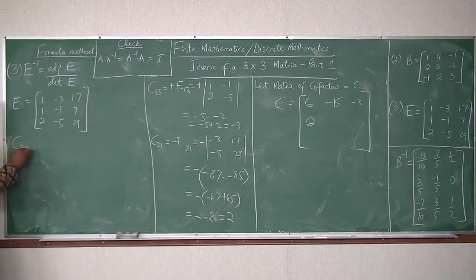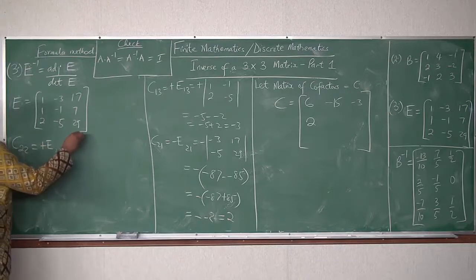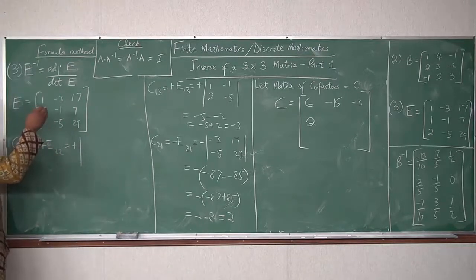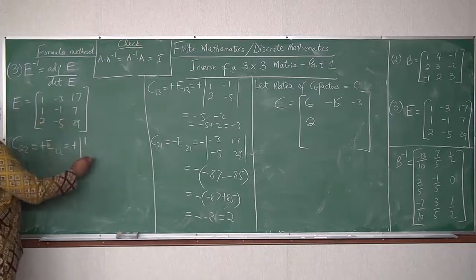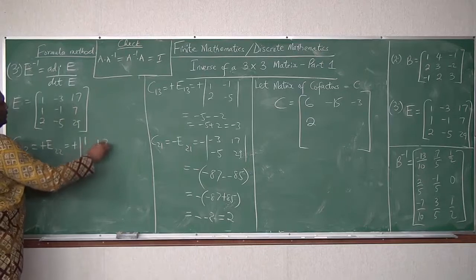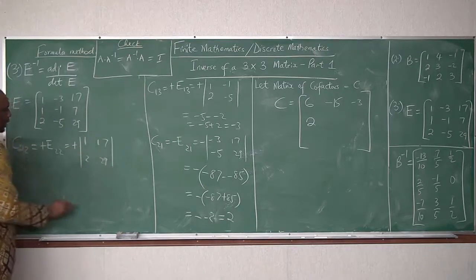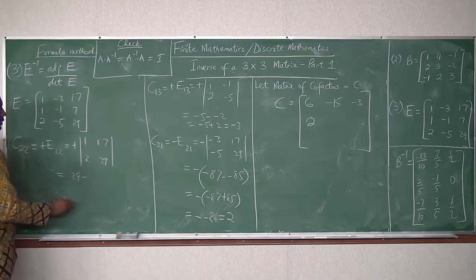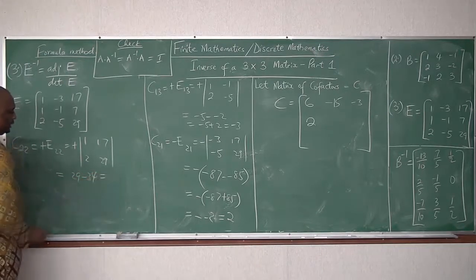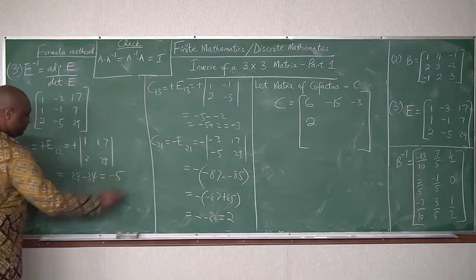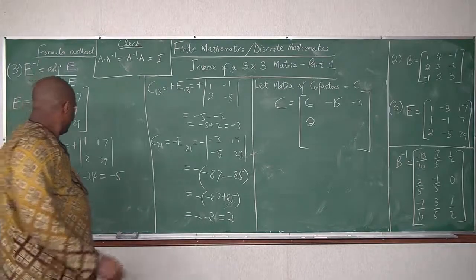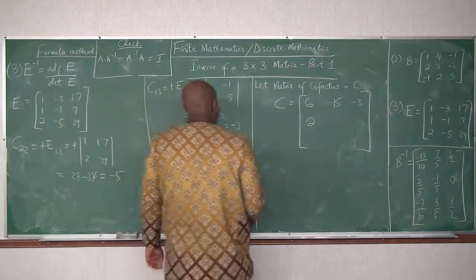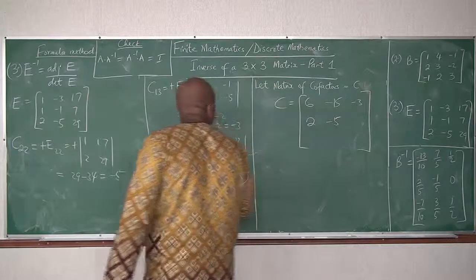C22 will be plus E22, which is plus the determinant. 1, 2, 17, 29. That will be 29 minus 34, which is negative 5. 14 minus 9 is 5. Right? Negative 5 minus 5. Then C23.